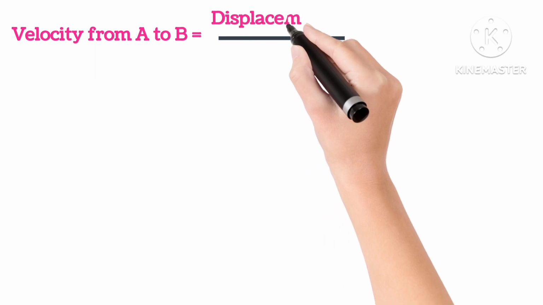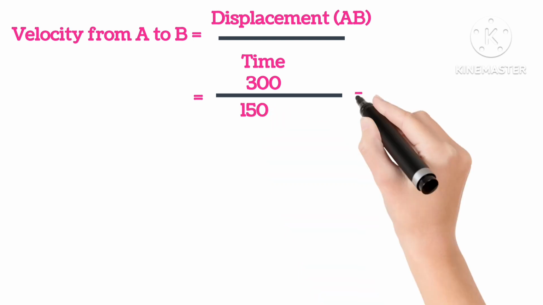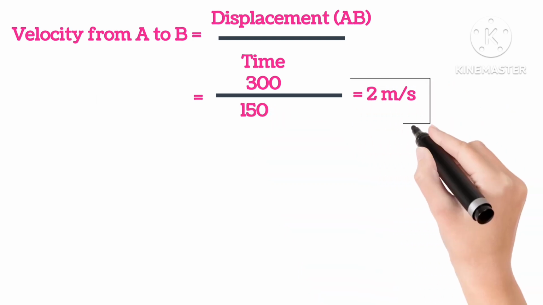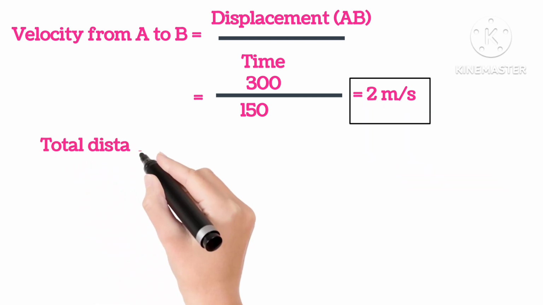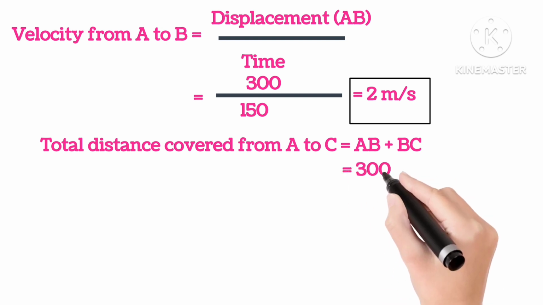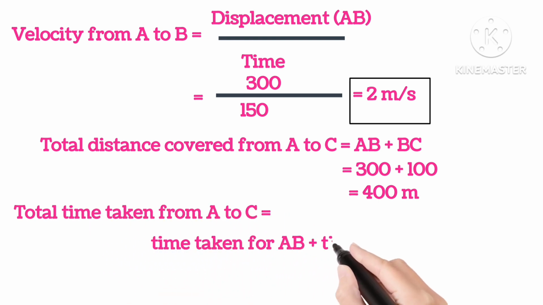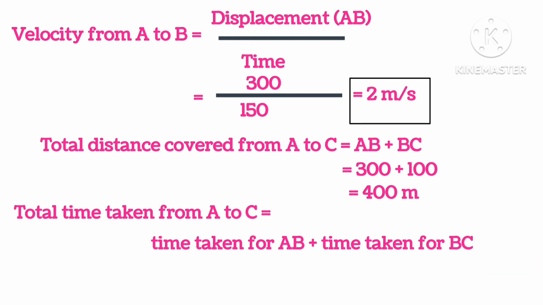Velocity from A to B will be displacement, which is AB, upon time. Now displacement is the same, 300 meters, and the time is also the same. So velocity will be 2 meter per second. So the total distance covered from A to C will be AB plus BC, which is 400 meters. Total time taken from A to C will be time taken for AB plus time taken for BC, which is 150 seconds plus 1 minute.